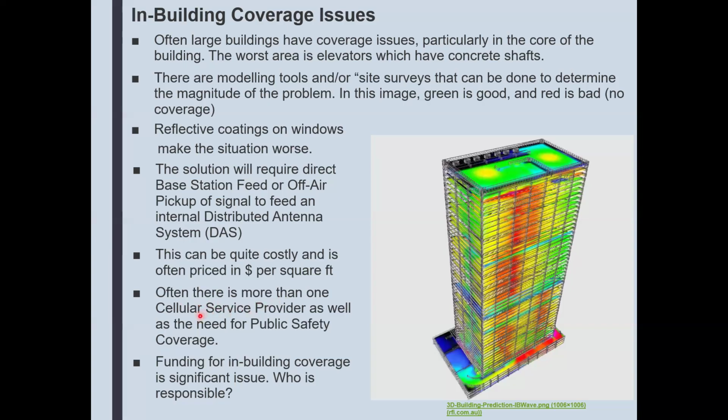Often there's more than one cellular service provider. So we're talking about the issues. Another issue is that there is often more than one cellular service provider, as well as the need for public safety coverage. Basically, there's all kinds of stuff flying in the air which can affect the coverage, because some of it could be interfering. Funding for in-building coverage is a significant issue. Who's responsible? I don't know how to answer that.